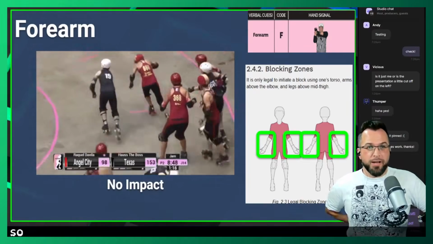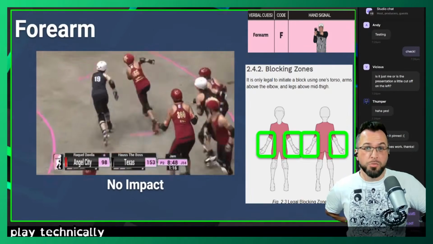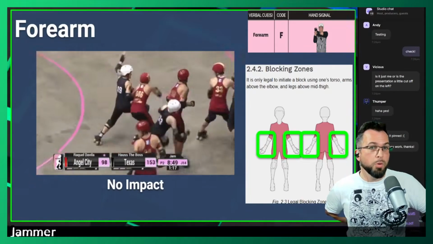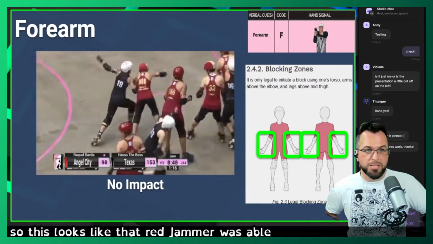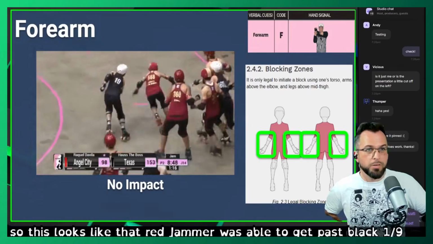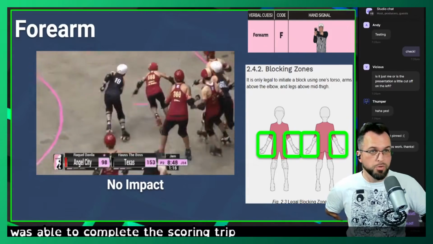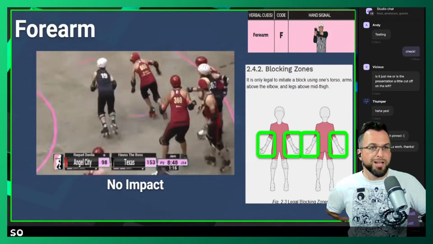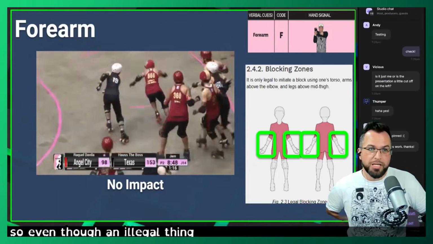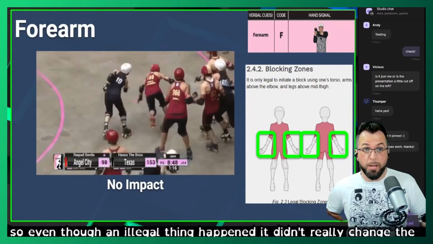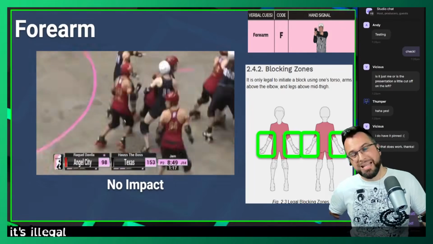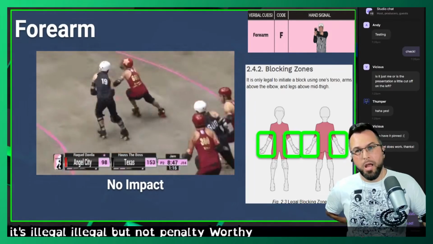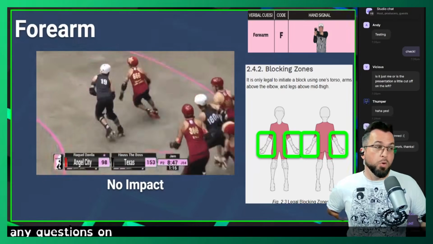So Black 1-9 technically used their forearm to move the red jammer, but was there impact? It looks like that red jammer was able to get past Black 1-9 and complete the scoring trip, or their initial trip, or whatever it was. So even though an illegal thing happened, it didn't really change the outcome. I would call that a no call. It's illegal, but not penalty worthy. Any questions on forearms?